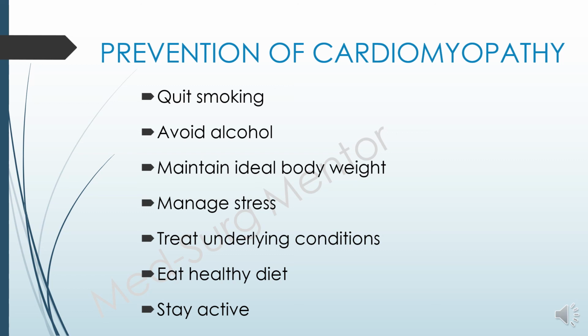Prevention of cardiomyopathy. Common lifestyle modifications for prevention of cardiomyopathy are: quit smoking, avoid alcohol, maintain ideal body weight, manage stress, treat underlying disease conditions, eat a healthy diet, and stay active.